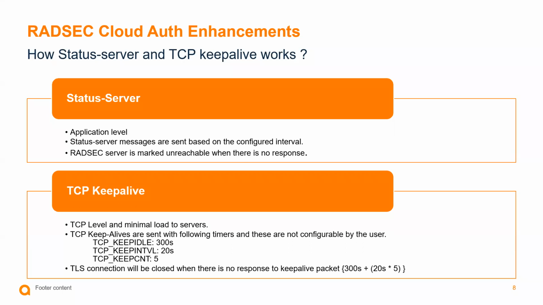We'll see how status server and TCP keepalive work. First is status server. Status server is an application level packet. Similar to a tracking access request, status server is a kind of access request message sent to the RADSEC servers. This message is sent based on the configured interval, which by default is 300 seconds. So every 300 seconds, the status server message will be sent to the RADSEC servers, and these servers will respond with an access accept message for the status server. Once we receive the access accept message, we assume that the RADSEC servers are available. If there is no response to our status server messages, then the RADSEC server will be marked unreachable.